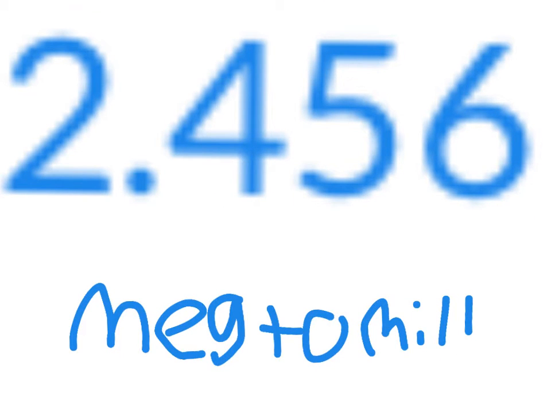So, this is the example. 2.456. We're going meg to milli. I wrote M-I-L for mil, or however you write it, I don't know. So we're going from meg to milli. So you start from meg.